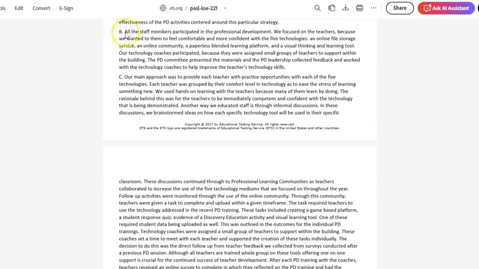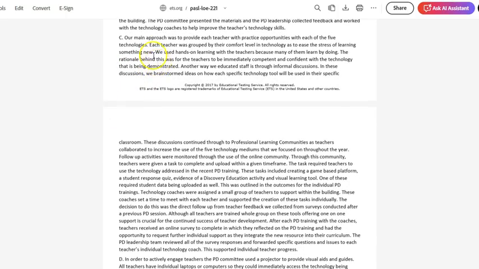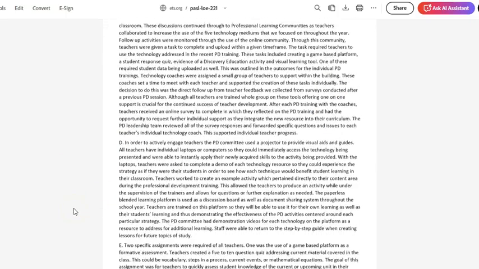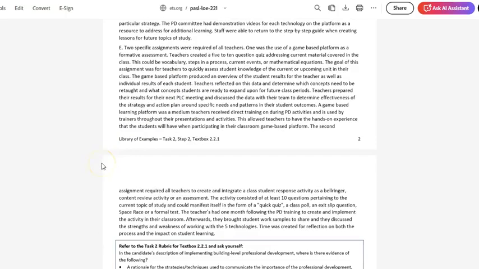This one is one of the ones where they said all the staff members participate in professional development, and it tells the why. The way that they handled it, our main approach was provide this. The discussions related to this, although they were trained as a whole group, we had these kinds of things going on. We had a survey. And then the active engagement piece was they used a projector and visual aids and discussion boards, PD activities centered around the particular strategy. The specific assignments, it says 2 specific assignments were required of all teachers.